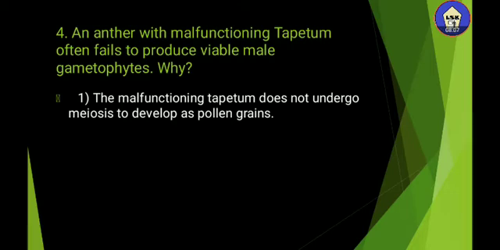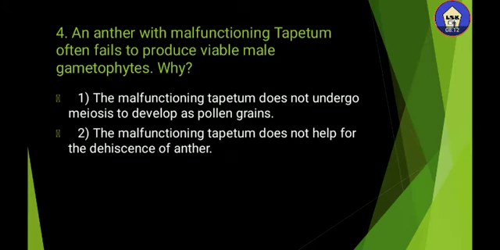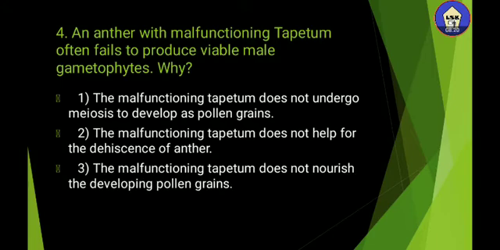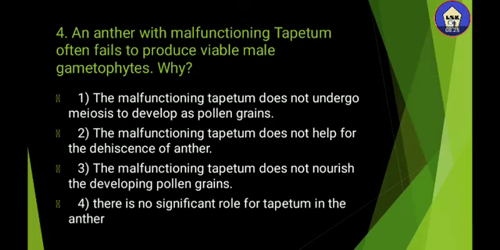Option 1. The malfunctioning tapetum does not undergo meiosis to develop as pollen grains. Option 2. The malfunctioning tapetum does not help for the dehiscence of anther. Option 3. The malfunctioning tapetum does not nourish the developing pollen grains. And option 4. There is no significant role for tapetum in the anther. The last option is definitely wrong because the tapetum has a significant role. So this option is wrong. Say, option 3.